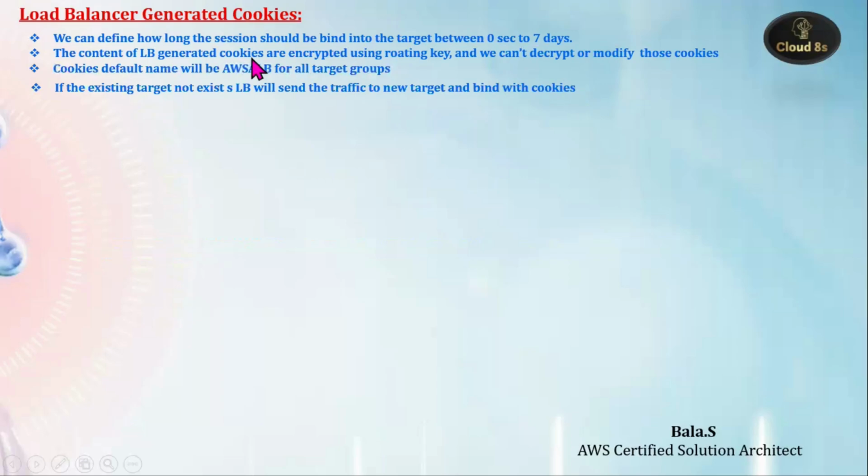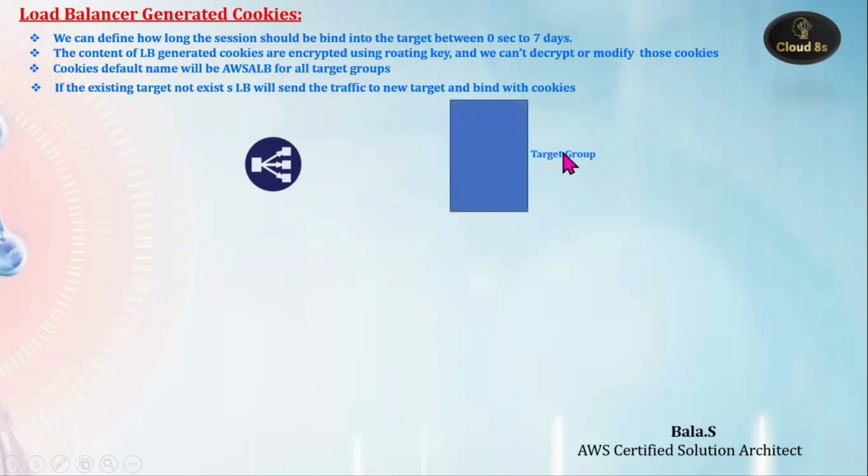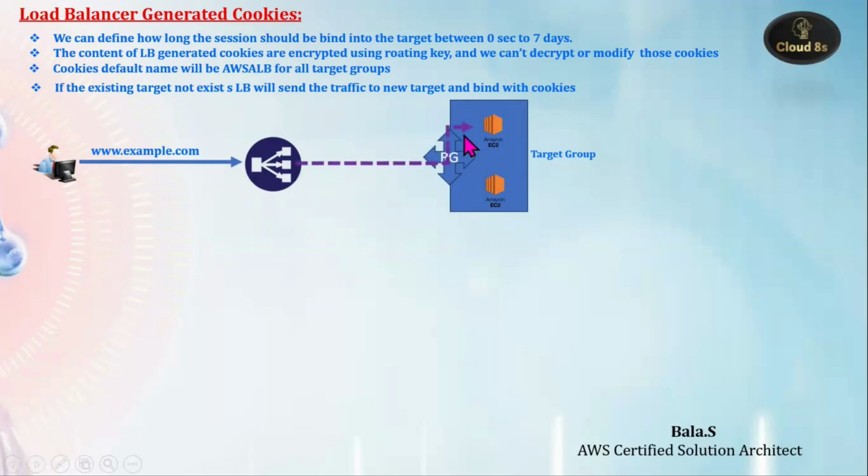We will discuss the load balancer generated cookies with an example. We have a load balancer, and inside the target group we have two EC2 instances. If the user tries to access the load balancer with the DNS, what will happen? It will send the traffic based on the routing algorithm, and the first time it will send the traffic to one of the EC2 instances.